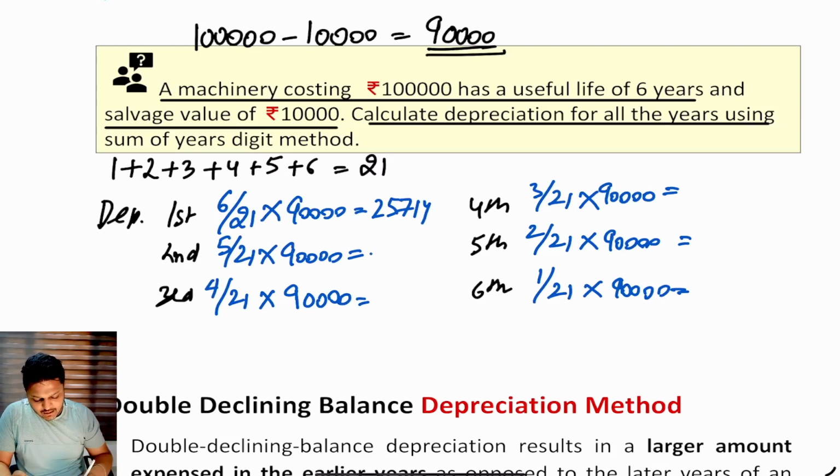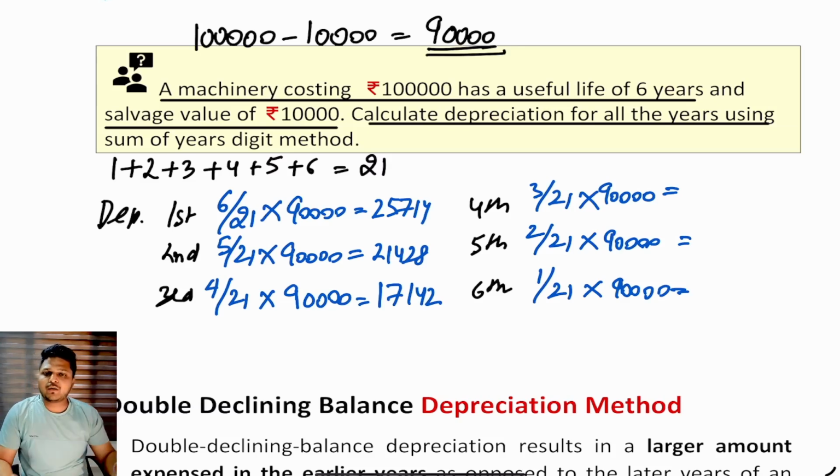The second value came out to be 21428. I'll be just solving three values. The next one came out to be 17142, and so on. You can be calculating all the six values here, right? And the total depreciation which will be charged over the 6 years will be equal to 90,000 only. If you add all the depreciation for all the years of useful life, it will basically be up to 90,000, right? So that is about the sum of years digit method.